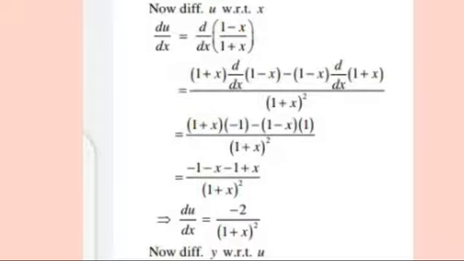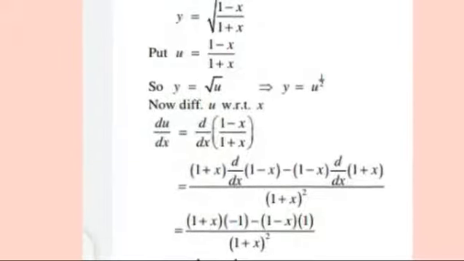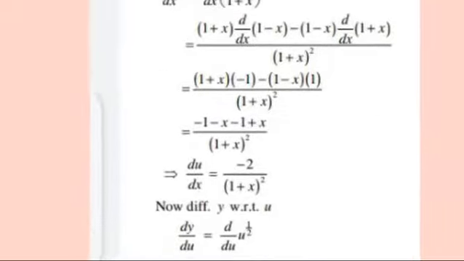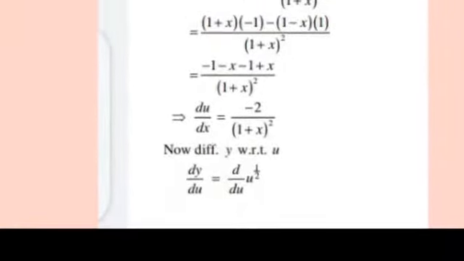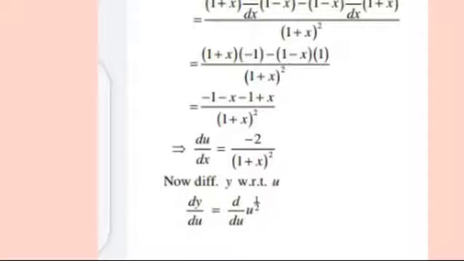Now differentiate y with respect to u. This is y. Okay, we have differentiated u with respect to x, as x is present here. Now we are going to differentiate y with respect to u. So let's see. dy over du is equal to d over du of u raised to power 1 by 2. So now you can use the power rule and after that differentiate u with respect to itself. And what's the power rule? n x to the power n minus 1. So let's see in the next step.